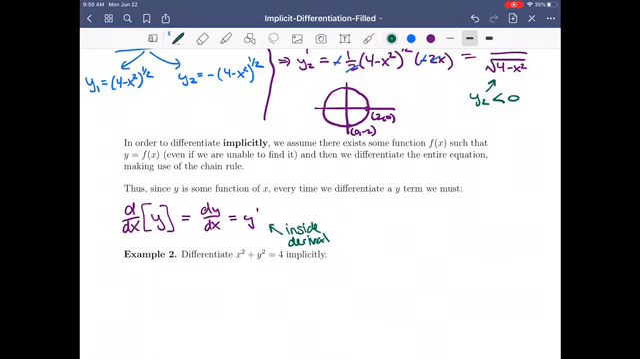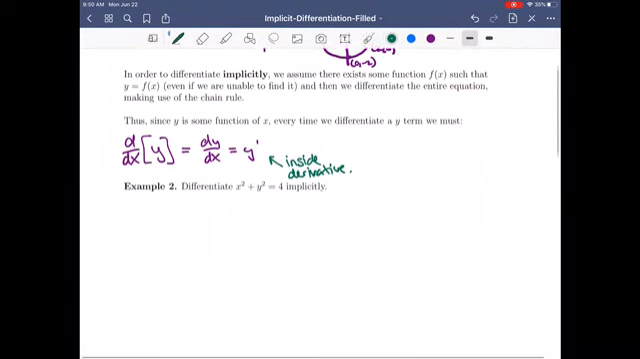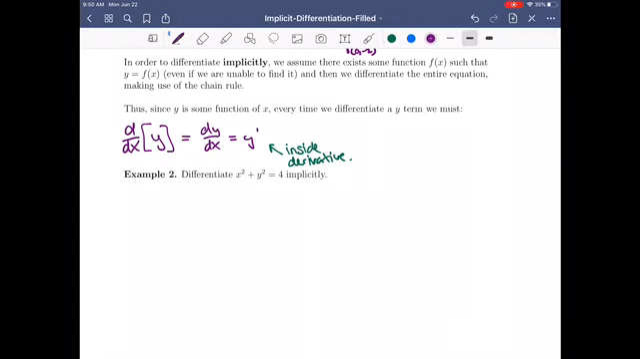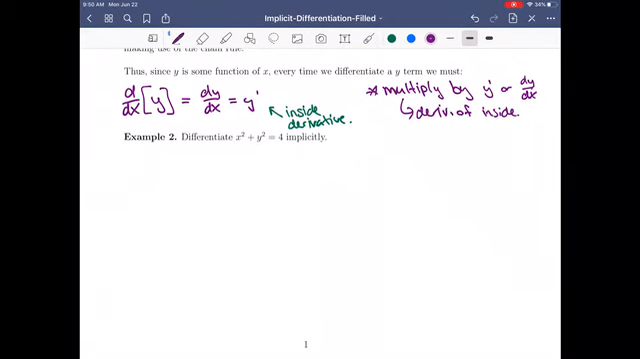So we're going to have to use the chain rule. For example, let's just go below and do an example. Let's try and differentiate this. Every time we differentiate a y term, we must multiply by y prime or dy dx. This is the derivative of the inside. Hopefully this next example will indicate what I mean by that.